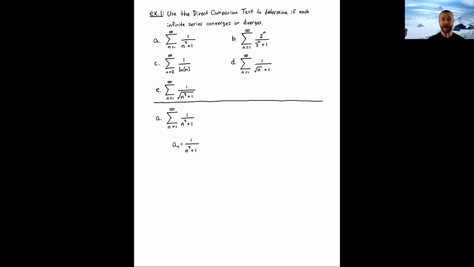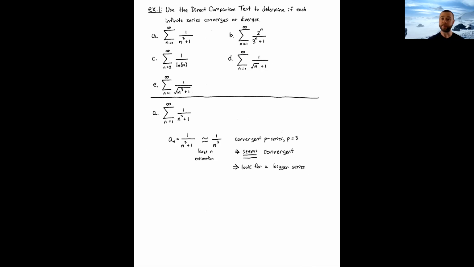All right, let's start with part A. The nth term is 1 over n cubed plus 1. We're going to try to determine first if we think this converges or diverges. And that's where we can perform a large n estimation. So when the values of n become very large, our nth term behaves like 1 over n cubed. Again, that plus 1, we can forget about it.